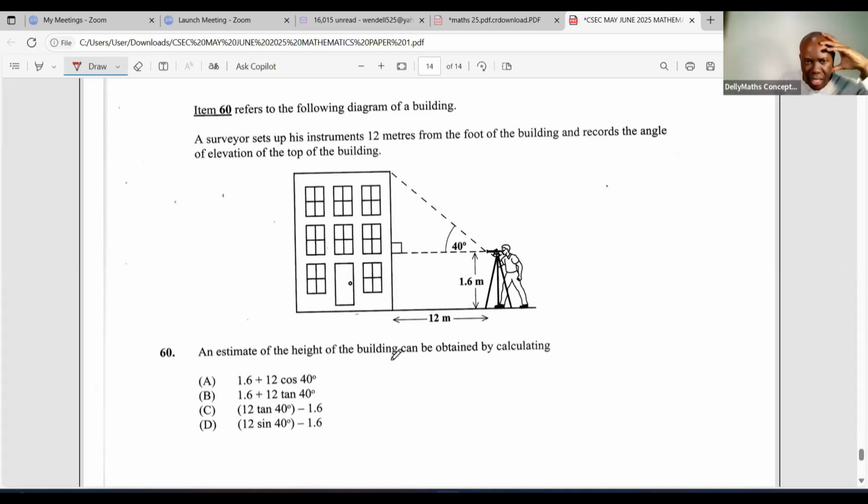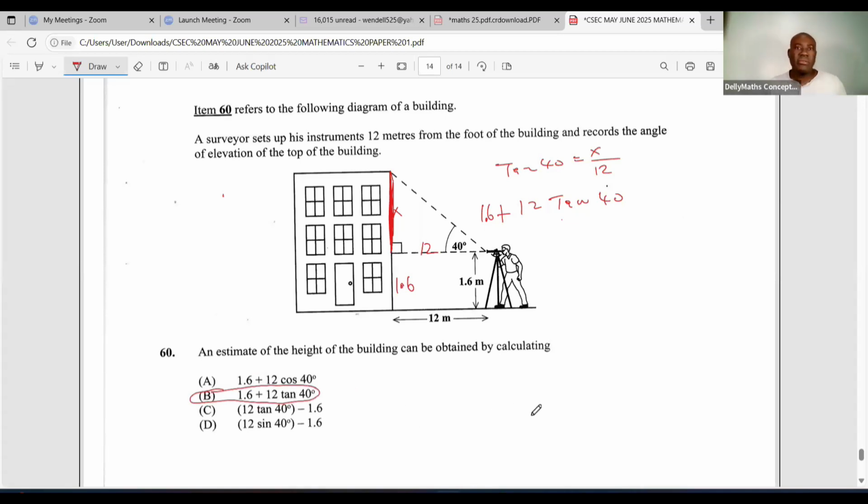So it said the estimate of the building. We're gonna find this first, and then we're gonna add his height to it. This is 12 here, and we're trying to find x. So it's tangent. The tangent of the 40 degrees is equal to x over 12. Then x is equal to 12 tan 40. That's just this part of the building. But now we need to add his height to it, which is plus 1.6. So it's going to be 1.6 plus 12 times tan 40. You have to look, they probably want to set you up to fail. So that's it right there.